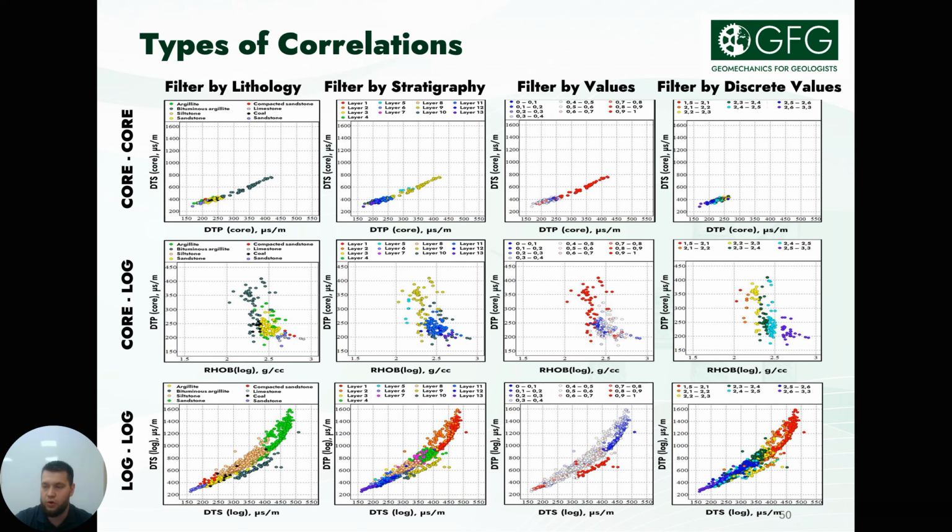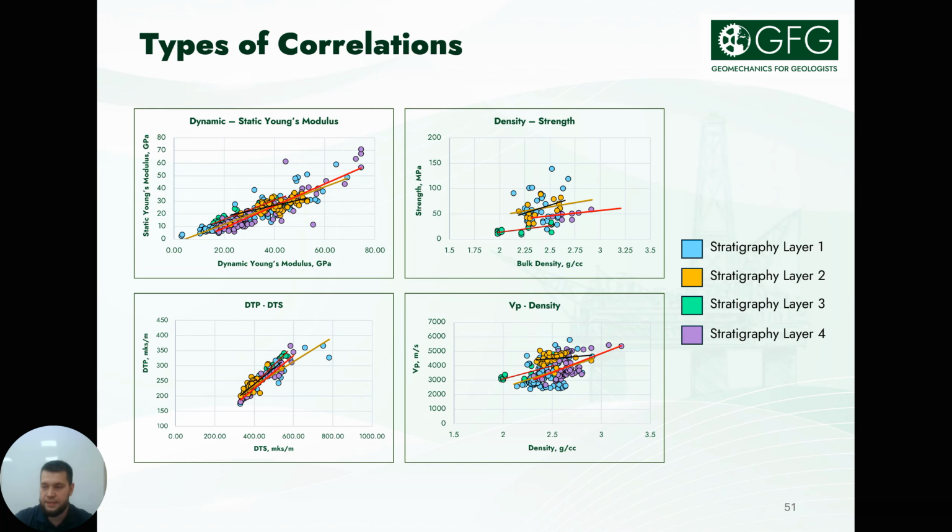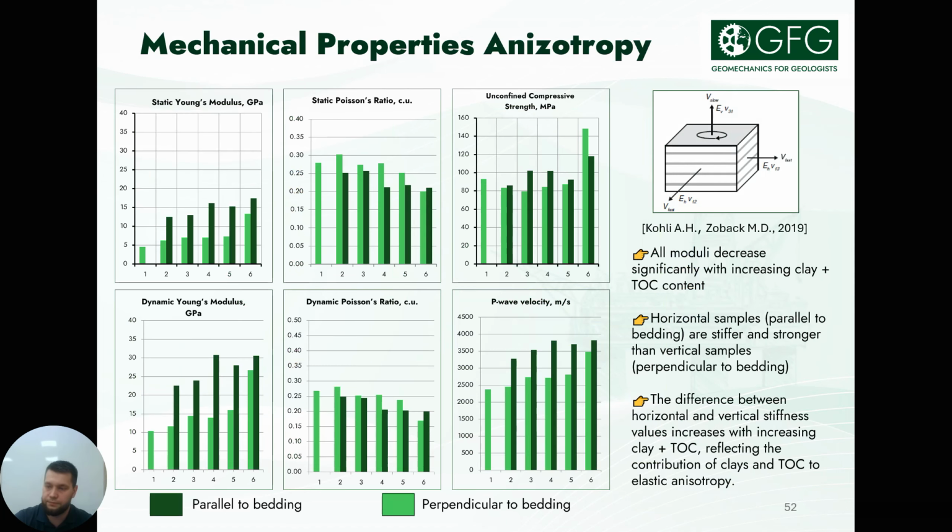In addition to core-core correlation, there are core-log and log-log correlations. They can be filtered by different lithology, stratigraphy, and values. This slide shows the real core-core correlation between the dynamic and static Young modulus, density and strengths, P and S wave slowness, velocity of P wave, and density. Colored dots are illuminated by different stratigraphic layers.